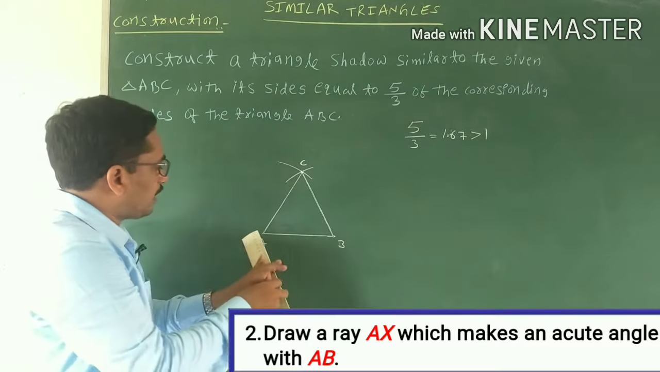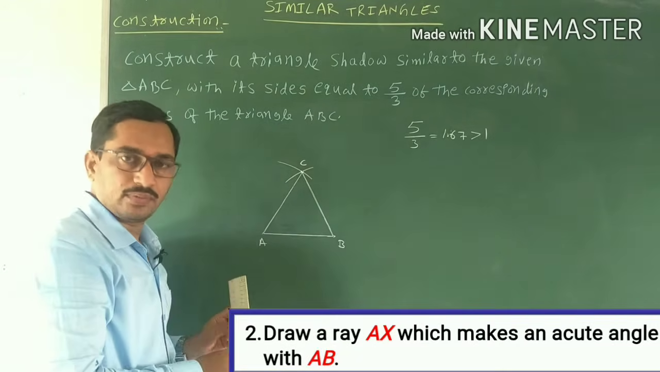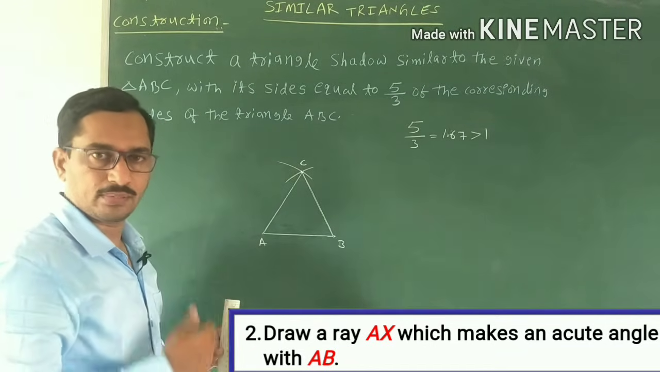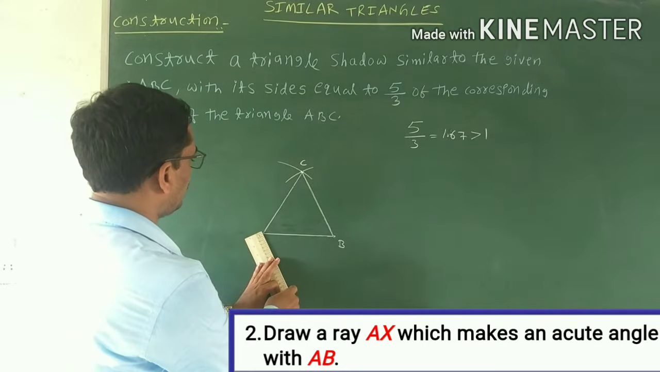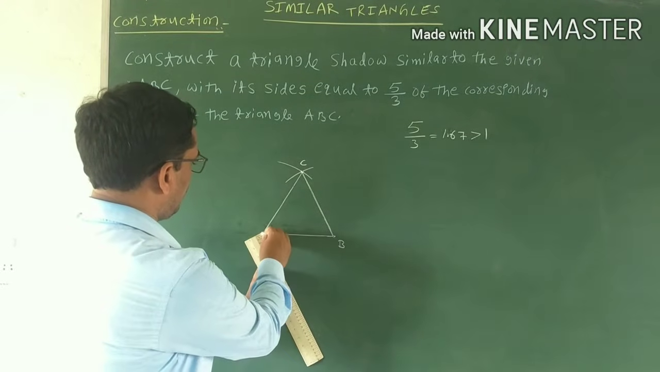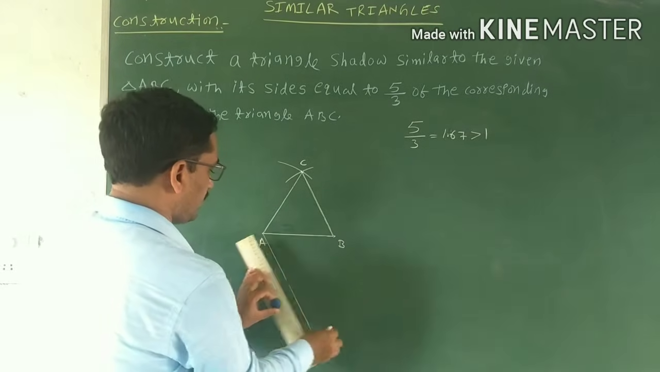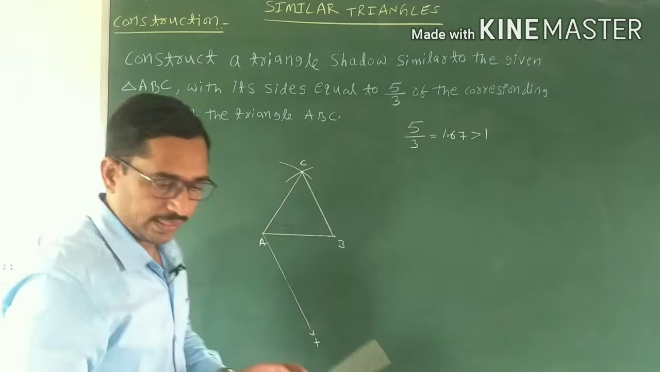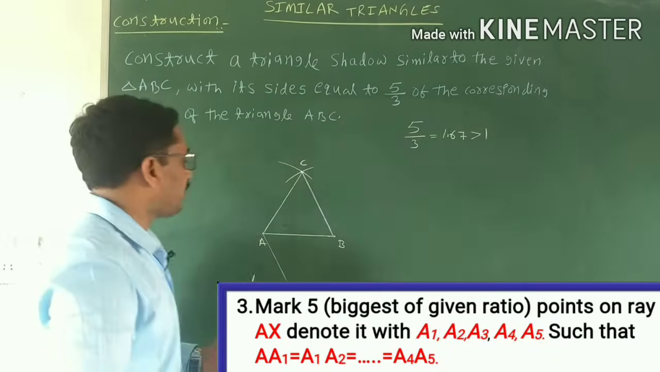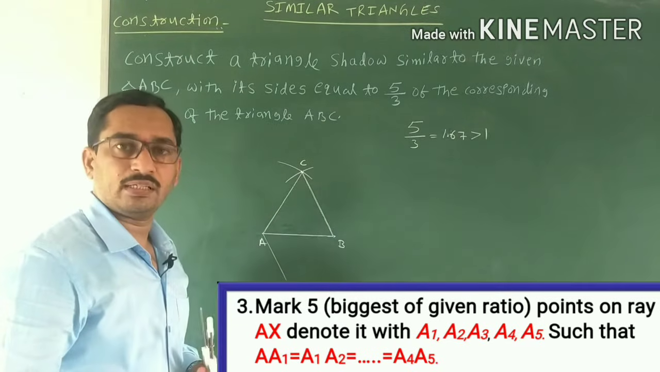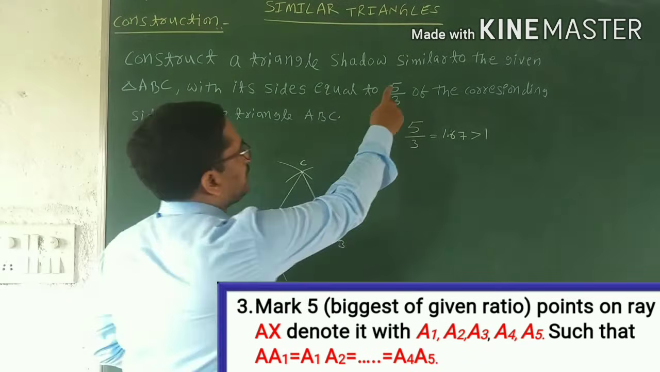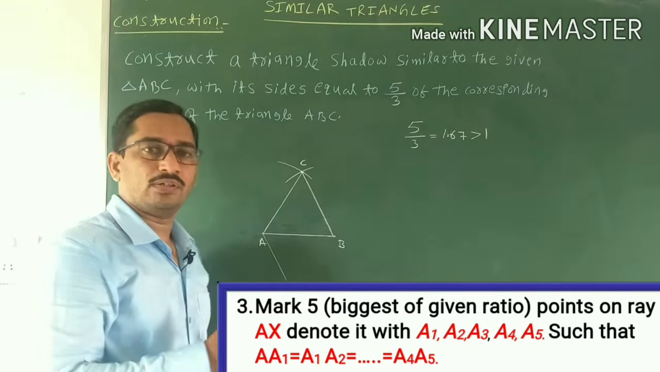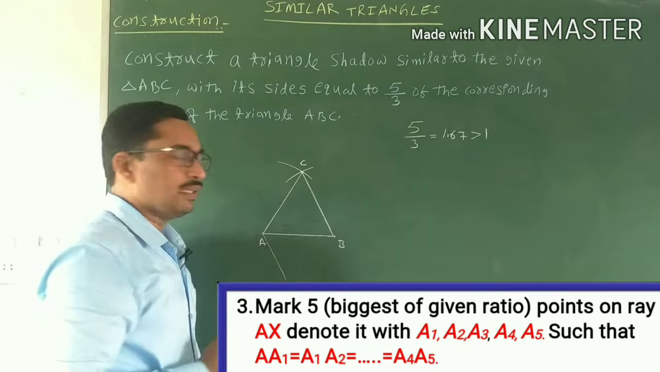So see, draw a ray AX which makes an acute angle with AB. Acute angle means an angle between 0 and 90 degrees, less than 90. No need to measure the angle, just draw a ray AX. Next, we have to locate 5 points on this ray AX. Why am I taking 5 points? In the given ratio 5/3, always take the biggest number. The biggest number is 5, so we have to locate 5 points on this ray AX.